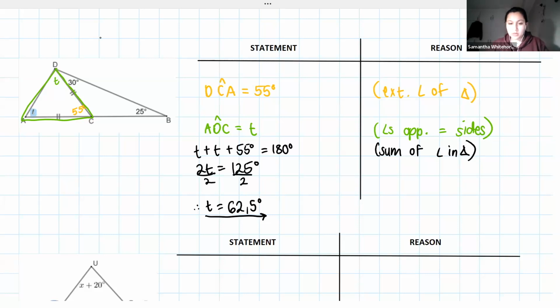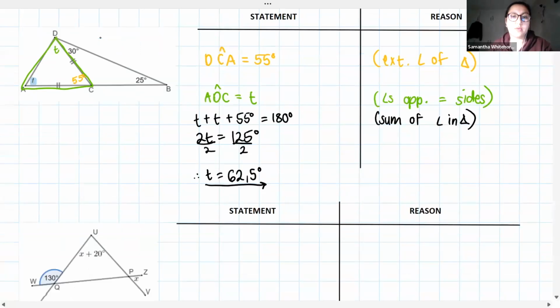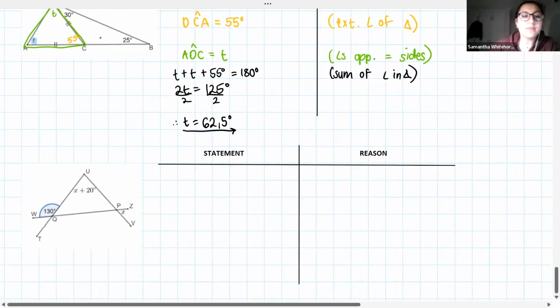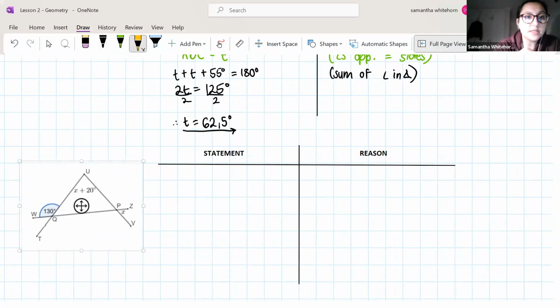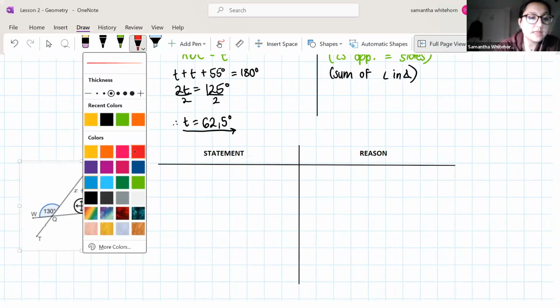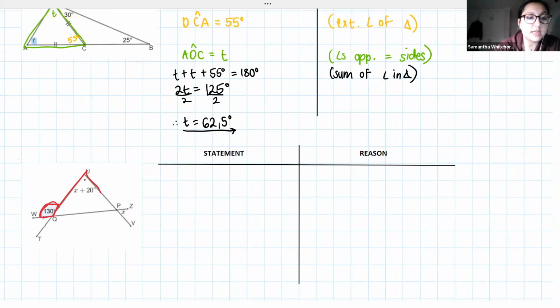Right, I will make it smaller again for you to take screenshots, but if we quickly do the second one, again, we're going to have to do a bit of work before we get there. First thing that I see is the fact that this 130 degrees is an exterior angle to the triangle QUP. And so what I know is that 130 is equal to whatever that angle U is plus this angle UPQ.